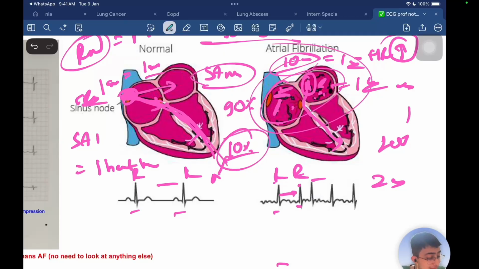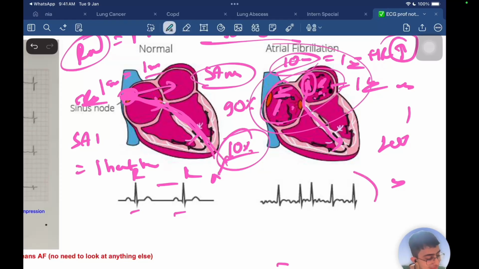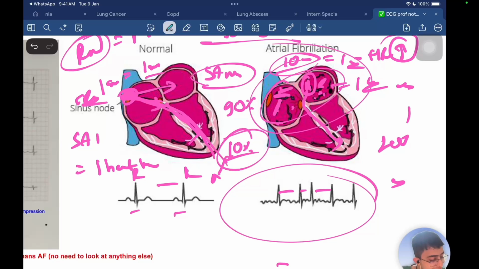Then after, say, 1 second, another signal came that was strong enough. So there is another R wave. But after that, for the next 3 seconds no signal came that was strong enough to cause a contraction. So there was a gap of 2 seconds, 1 second, 3 seconds. So are the R waves coming at a similar interval, or are they variable gaps? Variable. Right. So if the R waves are variable, is the rhythm regular or irregular? Irregular. Very good. So in atrial fibrillation, the rhythm will always be what?